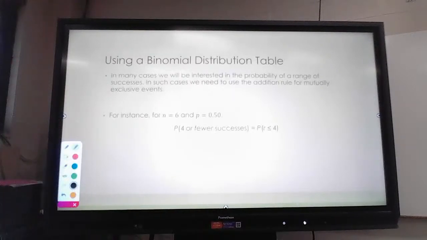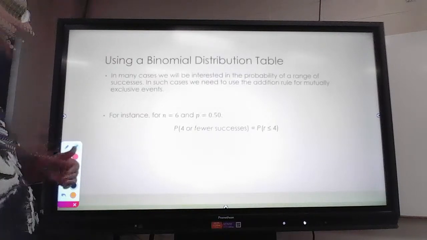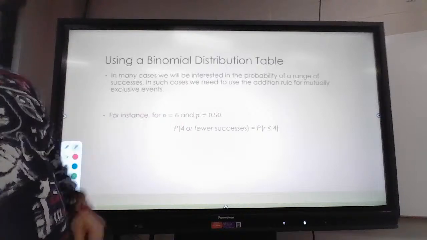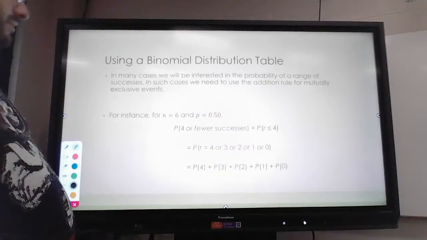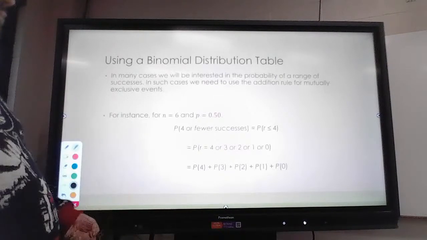Okay. So for instance, for a value of 6 trials with a success and failure rate of 0.5, if I want 4 or fewer successes, that's the probability that my R is either 4, 3, 2, 1, or 0, which means I just add up each of those individual probabilities together.